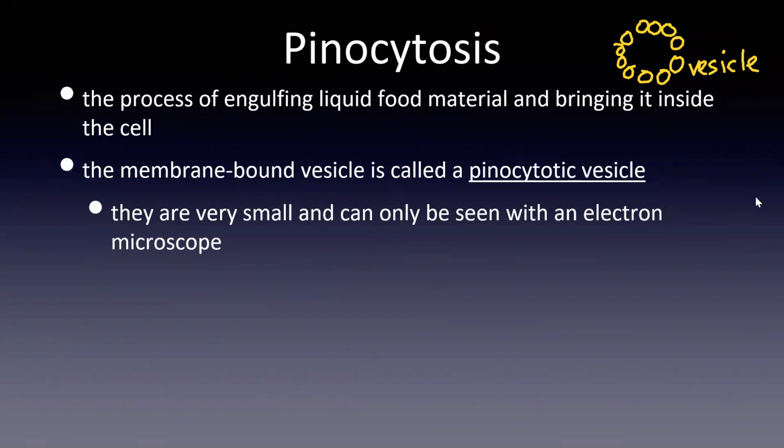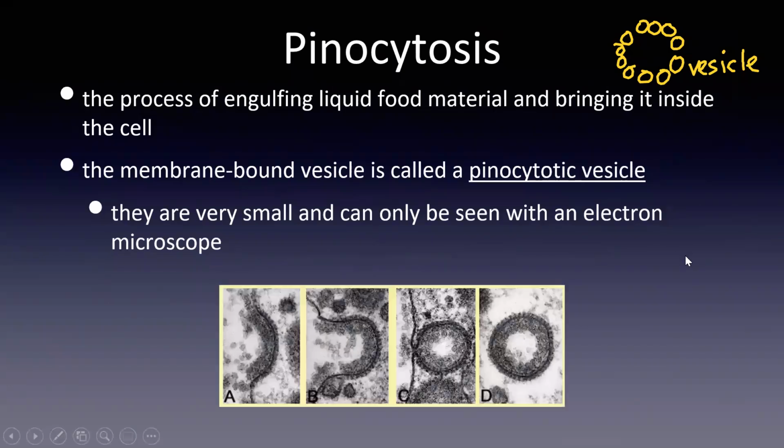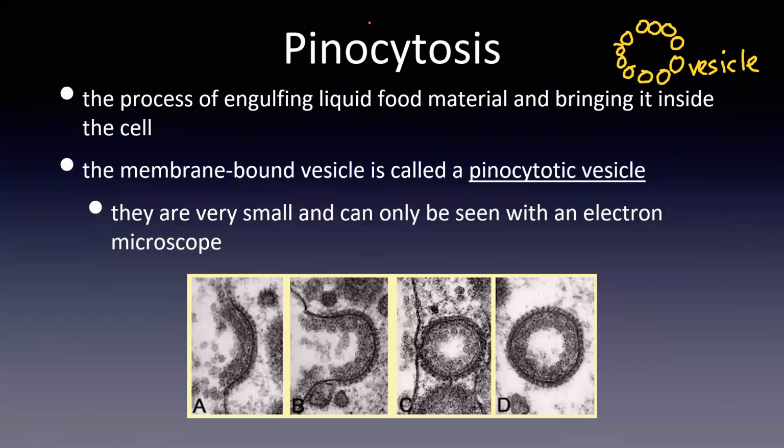Okay, we're back. So pinocytosis, there's a little electron microscope picture at the bottom showing how this works, so I'll draw on it as well. Let's try green. This is basically the cell membrane right along here. This is the outside, and this is the inside.